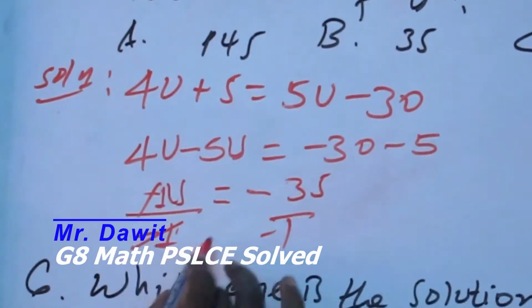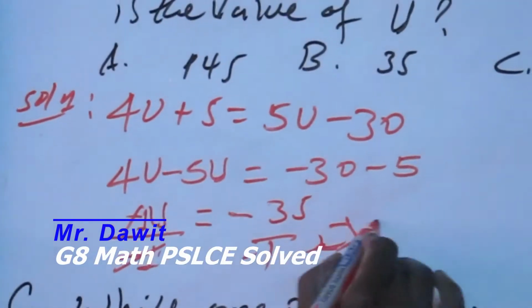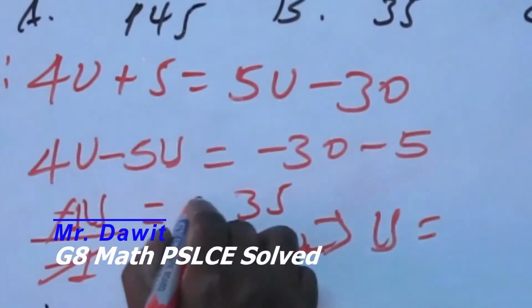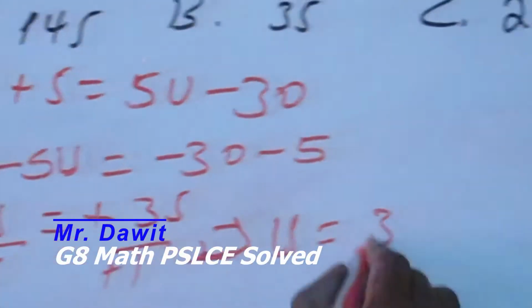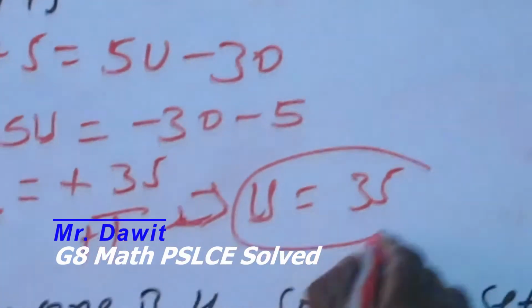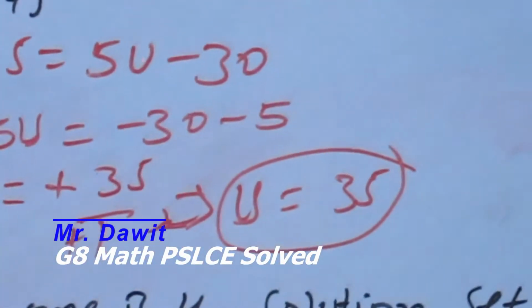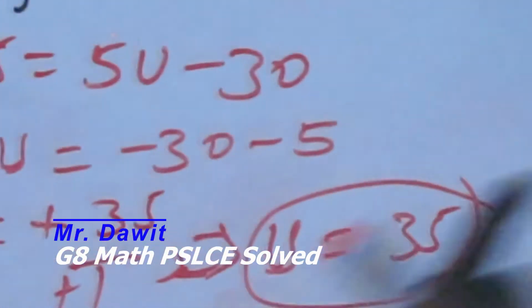So it cancelled. u is equal to negative 35 over negative 1, which is positive. Yes, it becomes 35. Therefore the value of u is 35.